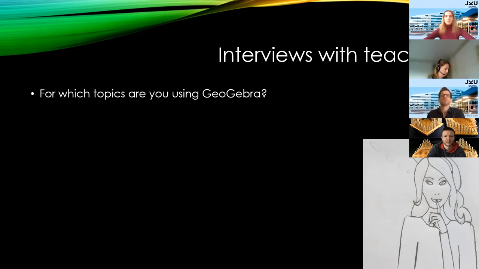It would also be interesting which GeoGebra applets they're using, if they use different applets, or if they just use one GeoGebra applet and enter everything. With this question, I can also investigate how many different ways of using GeoGebra are already known by the teachers.